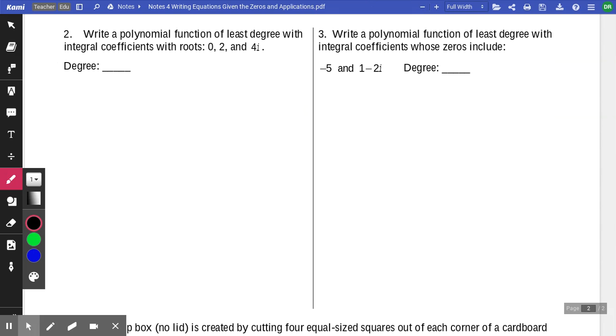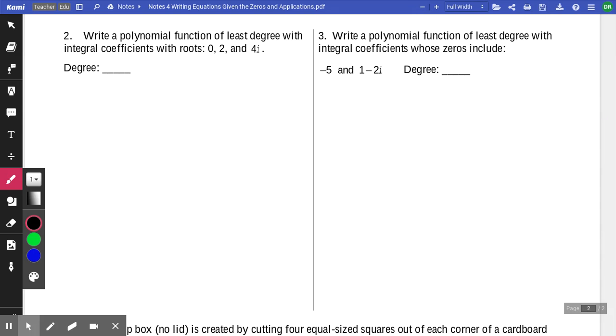So in these two examples, we're going to do the same thing, just with some different things that could happen. For example, in number 2 here, we're going to see 0 as a solution, which isn't any more complicated, but it looks a little different when we start. And imaginary answers are going to start showing up. So in example 2 here, we have 4i. All right, so I'm not going to fill in the degree blank just yet. Let's talk about what this polynomial needs to say.